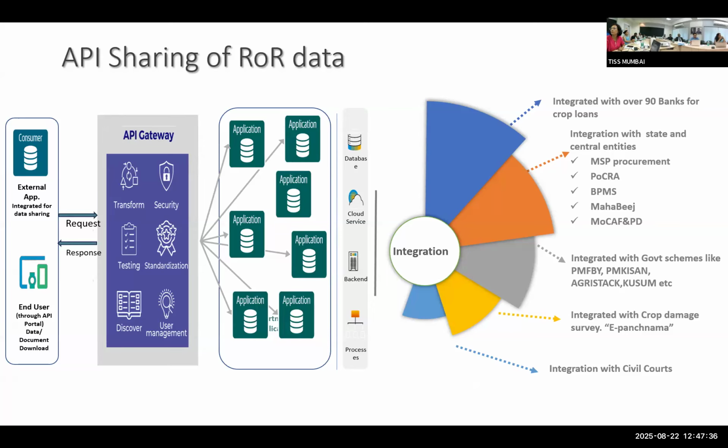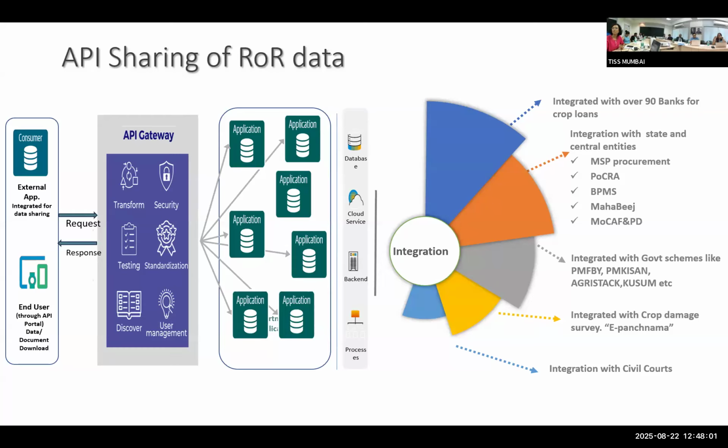The Ministry of Consumer Affairs and Public Distribution. Then we have also shared our data with Pradhan Mantri Fasal Bima Yojana, Pradhan Mantri Kisan Yojana, Agri Stack and Kusum. Then we have also given our data to ePanchanama, which is a software which checks the crop damage, and we have integrated with civil codes.